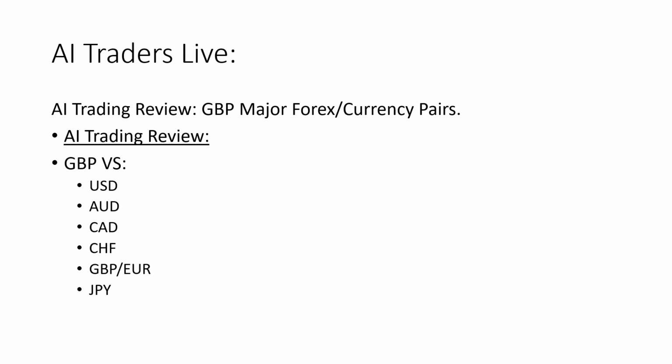Now, first of all, today we're going to look at the GBP sterling cross rates from an artificial intelligence trading perspective. We're going to look at sterling versus the US dollar, AUD, Canadian dollar, Swiss franc, GBP euro, and the Japanese yen. So we'll be seeing what the best trading signals are from an artificial intelligence trading perspective.